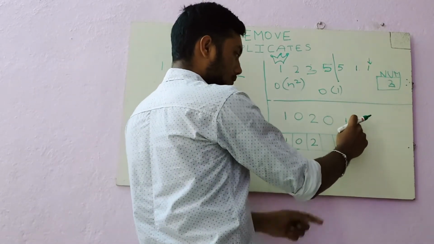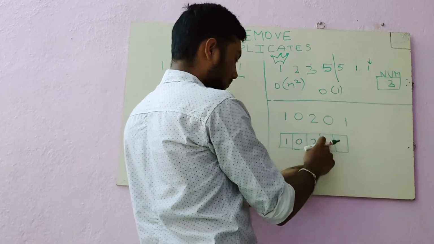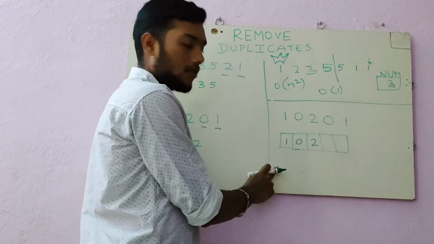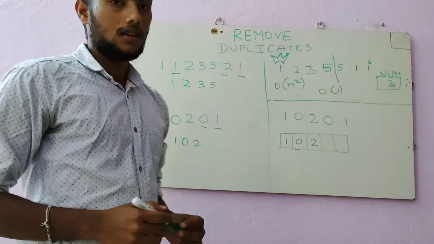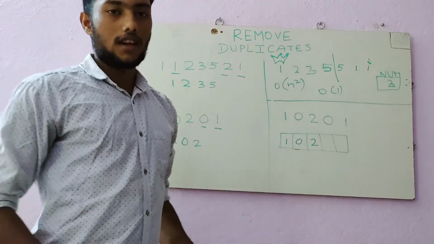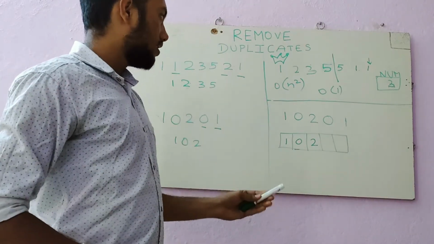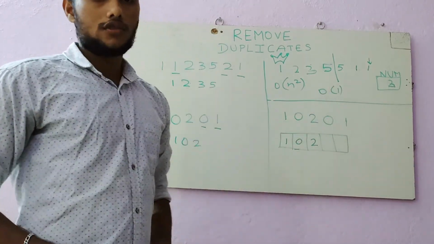Then this one wants to come to the original array. There is already 1 in the original array, so this element can't come to this array. This is a very easy to understand approach. It is also more efficient than the previous approach that we saw earlier.